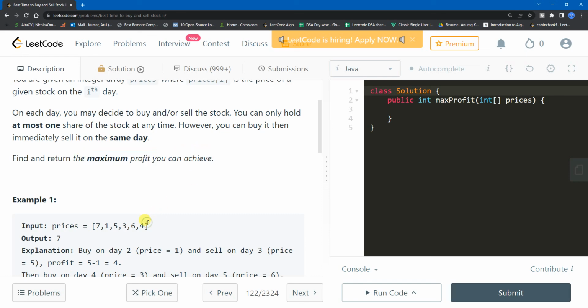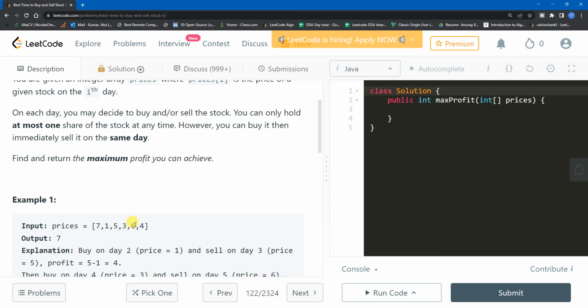Also here we have to find the maximum profit, and there is a condition, guys. What is that? On each day, for every day, we have to decide either to buy the stock or sell the stock. So we can buy the stock at day 1, we can also buy at day 2, and also at day 3, and we can also sell it on any day.